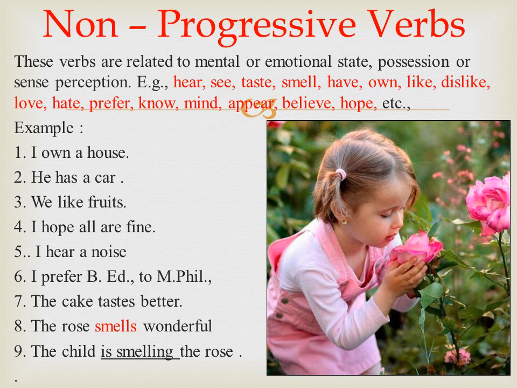Verbs like hear, see, taste, smell, mind, appear, believe, etc. are called non-progressive verbs. These verbs are related to mental or emotional state, possession or sense perception. They do not take ing forms. Example, I own a house. He has a car. We like fruits.